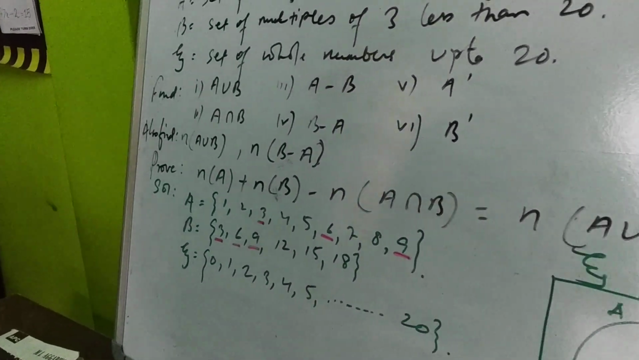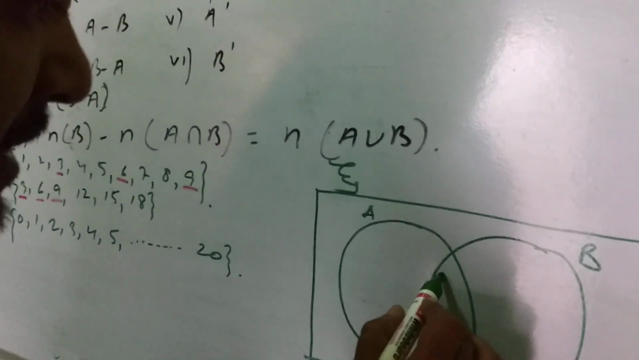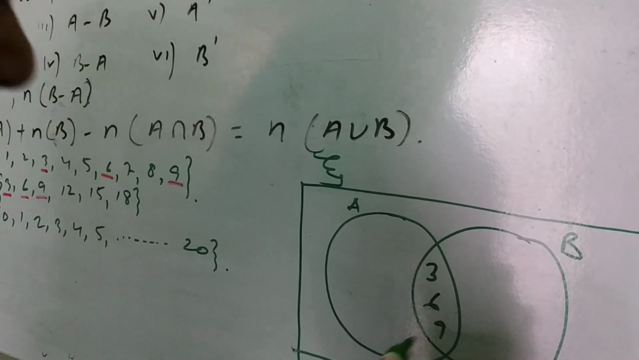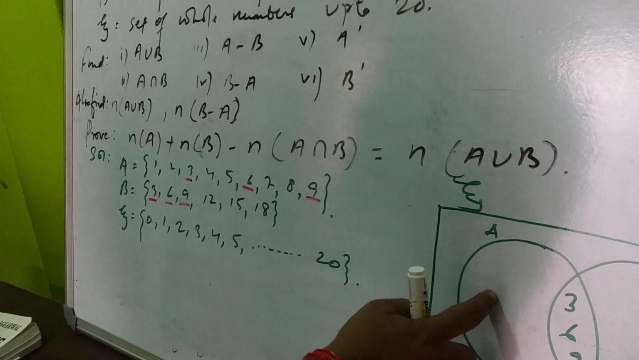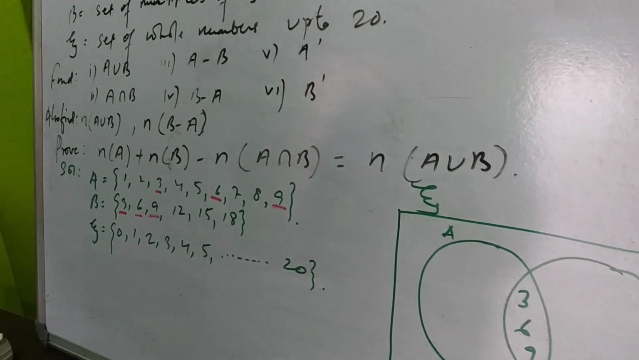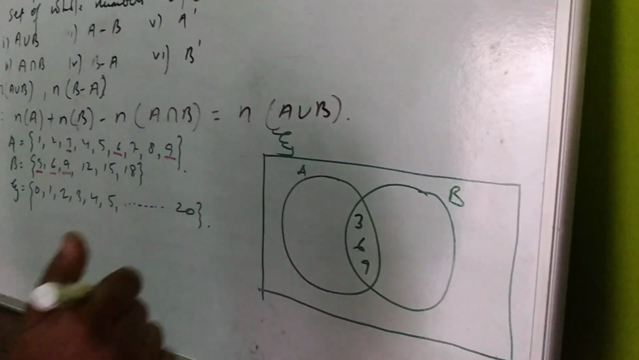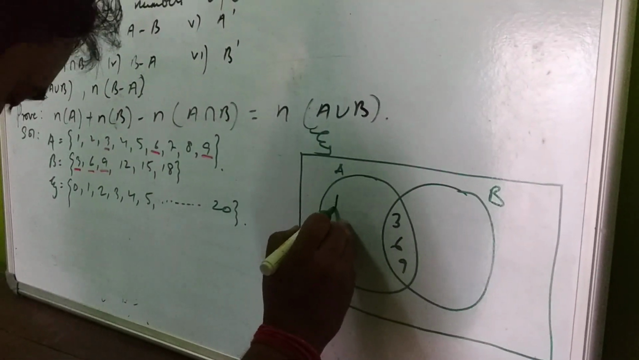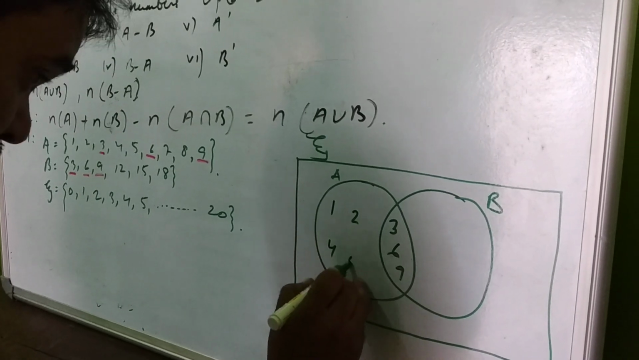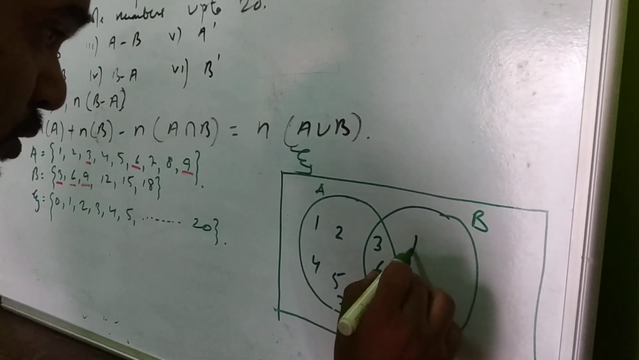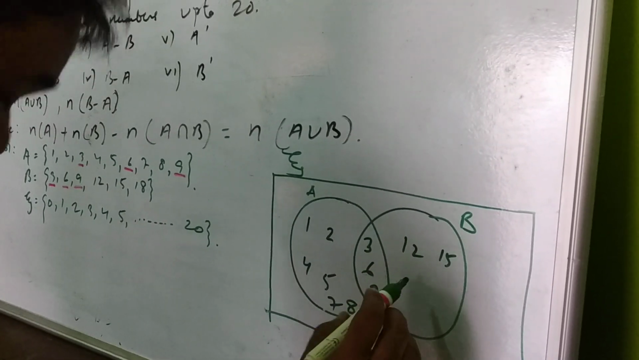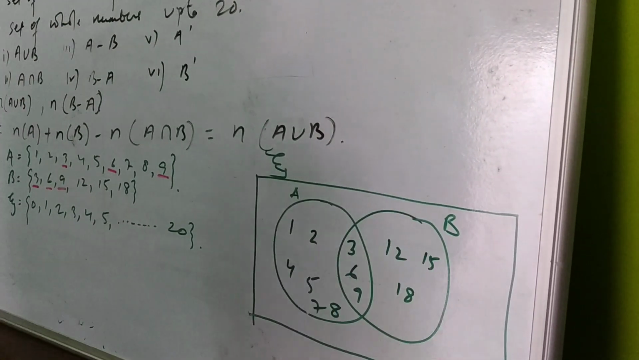So that is to be listed over here, which is the intersection: 3, 6 and 9. Then the remaining elements of A should be written here and the remaining elements of B should be written over here. So it would be 1, 2, 4, 5, 7, 8 as the remaining elements of A, and 12, 15 and 18 as the remaining elements of B.